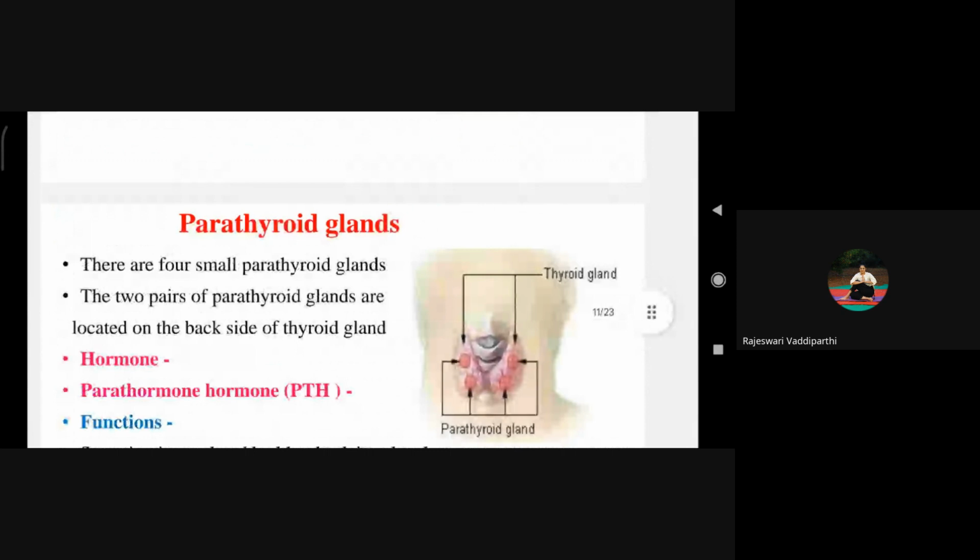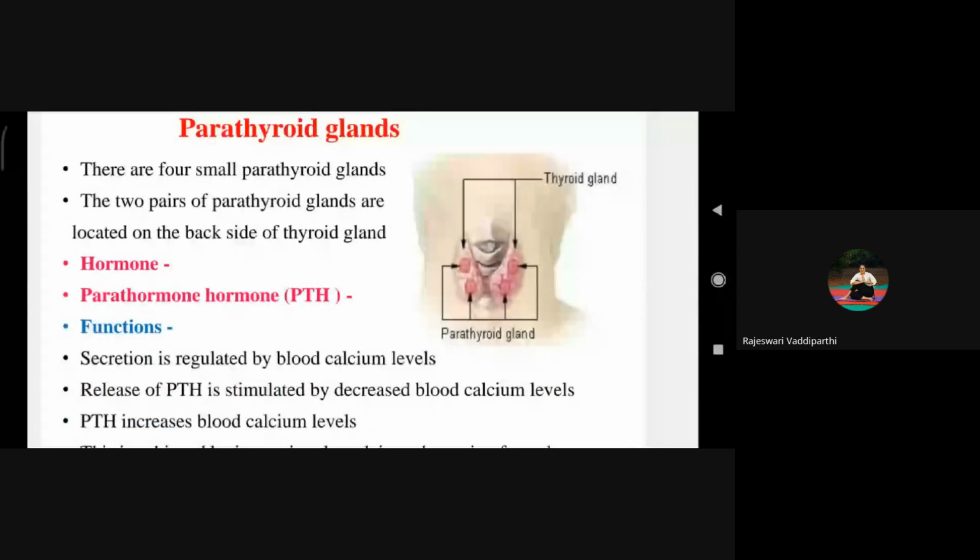Now here in this picture, you can see where parathyroid glands are located. Just at the back of thyroid gland, parathyroid glands are located. There are four small parathyroid glands, two in each side, left and right. And what hormone do they secrete? Parathormone hormone is secreted by parathyroid glands.